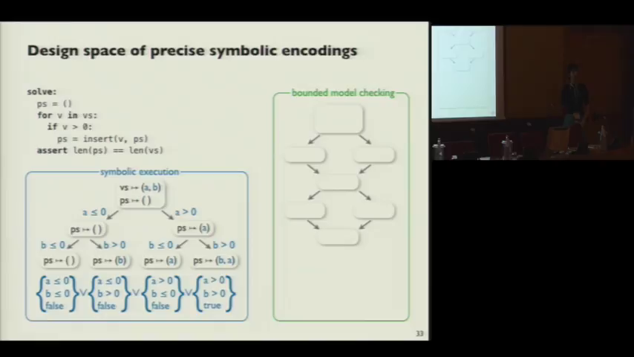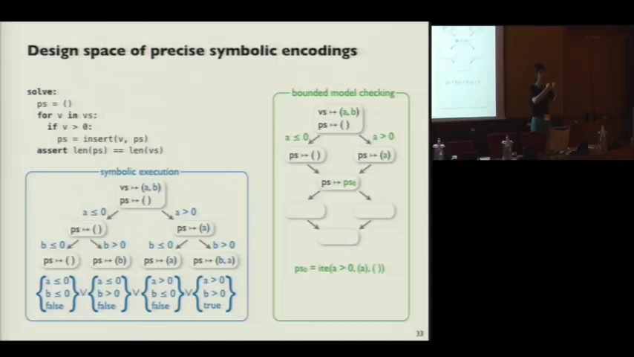But there, of course, there is a catch. There is a price to pay for avoiding it. So what happens in bounded model checking is that when you enter the loop for the first time with V bound to A, you actually execute both branches. And you end up with two values for PS, right? So two separate states, PS bound to A and PS bound to the empty list. Then you merge them, and then you proceed.